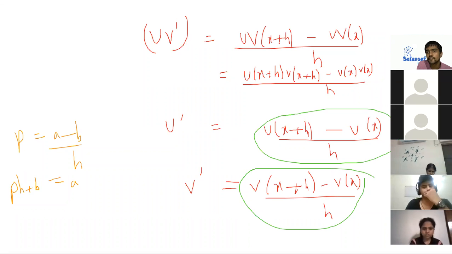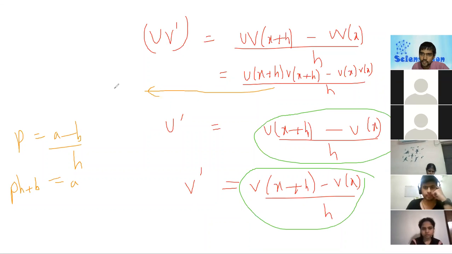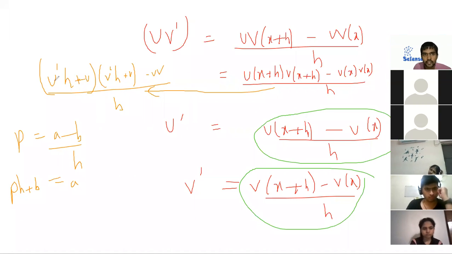So if I take u of x plus h into v of x plus h minus u of x into v of x, I substitute u of x plus h and v of x plus h there. What is u of x plus h? U dash into h plus u, and v of x plus h will be v dash into h plus v. This whole minus uv by h. U dash into h plus u, v dash into h plus v minus uv. So if I multiply this, what will I get?